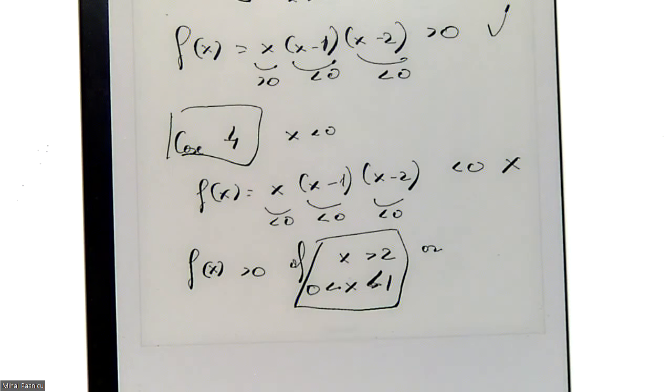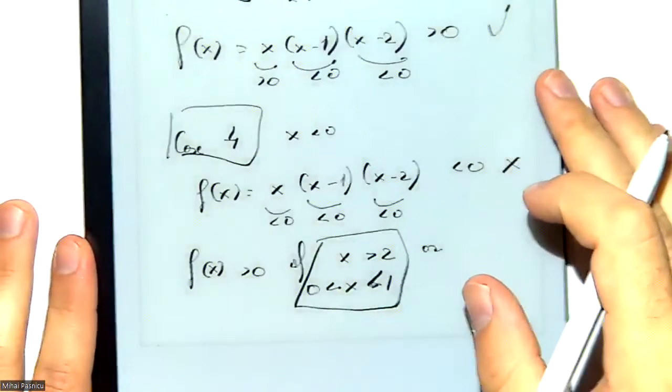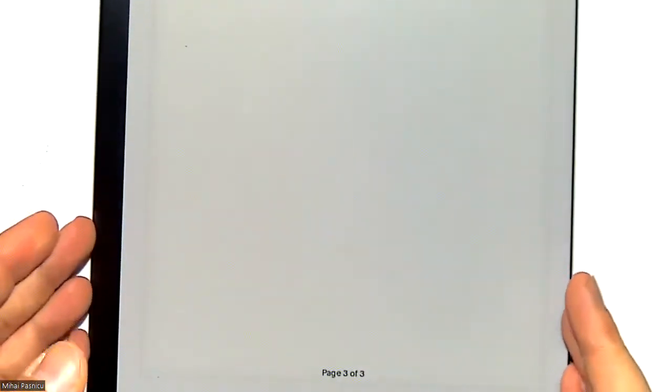Cool. Now, for the next part, we're asked to basically take a derivative, analyze it, see where it's increasing, decreasing, basically everything you can do with it. So let's just do it. Then it asks us about convexity, etc. So let's do that as well.